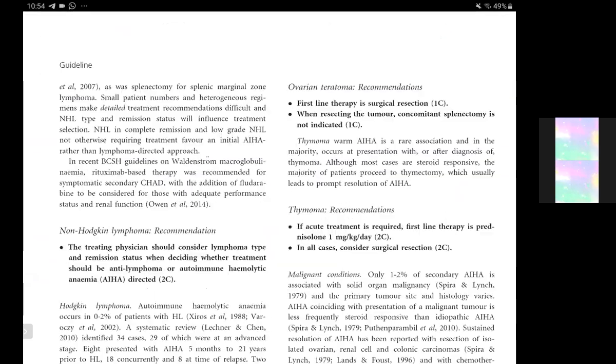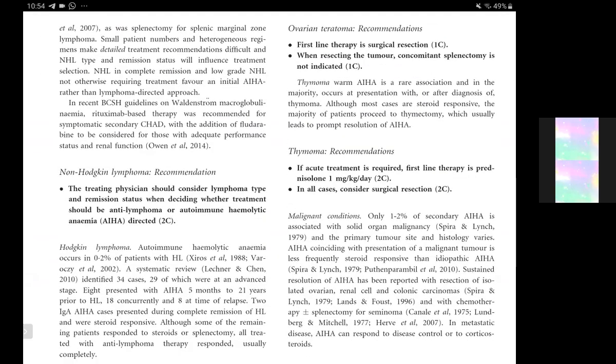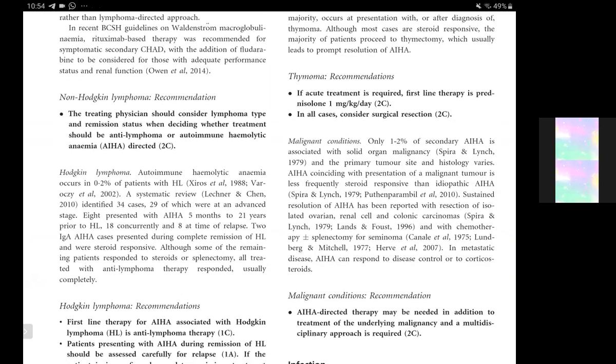With Hodgkin's lymphoma, the incidence is about 2.2%. So it is more with non-Hodgkin's lymphoma than with Hodgkin's lymphoma. There it was 2 to 3%, and here it is only 0.2%. A systematic review identified 34 cases, 29 of which were at an advanced stage, and 8 presented with autoimmune hemolytic anemia 5 months to 21 years prior to the Hodgkin's.